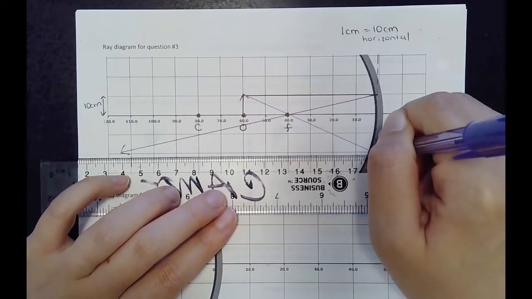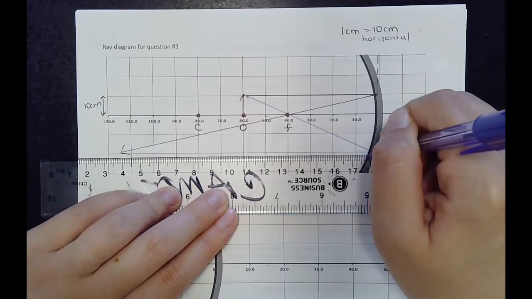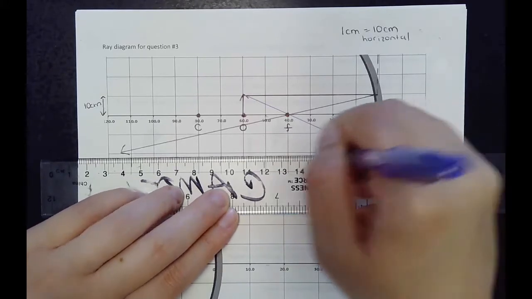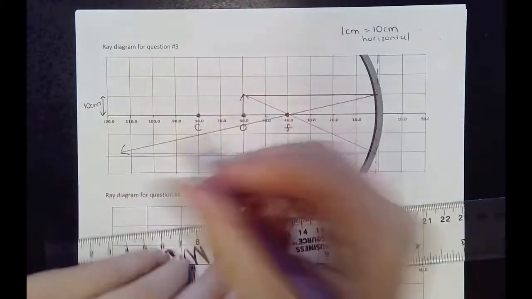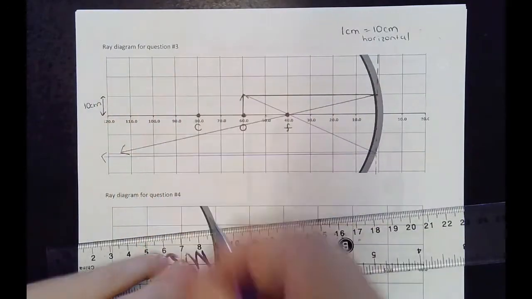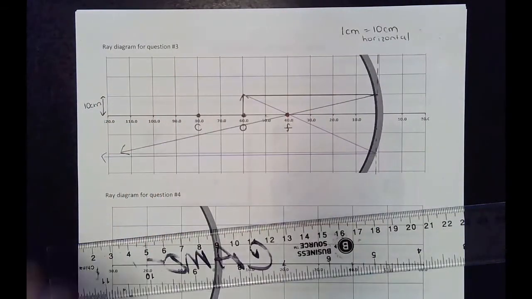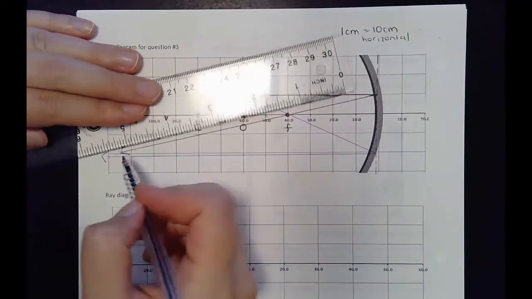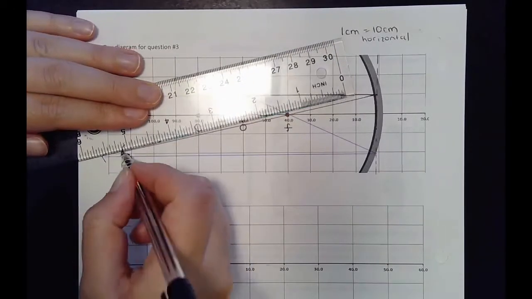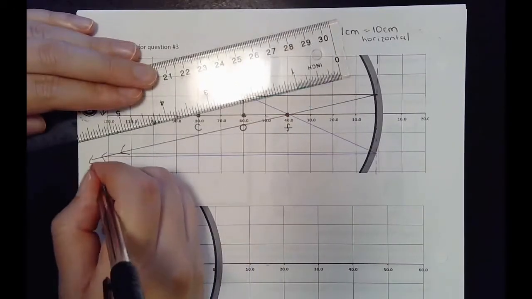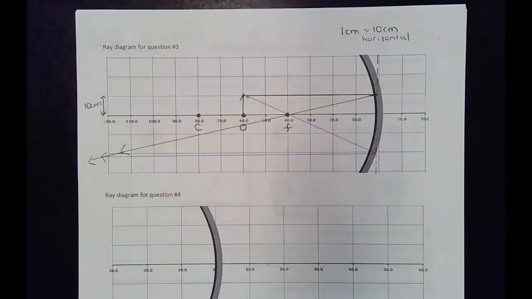Okay, mine's not quite long enough, so I'm going to have to extend a little bit. Trying my best to make that parallel. And then now I can see I need to extend this line a bit until they cross. There we go. Okay. So we see our image point.